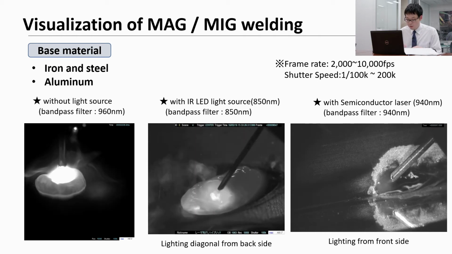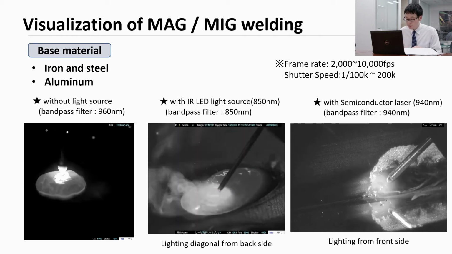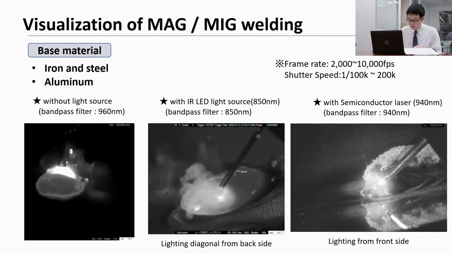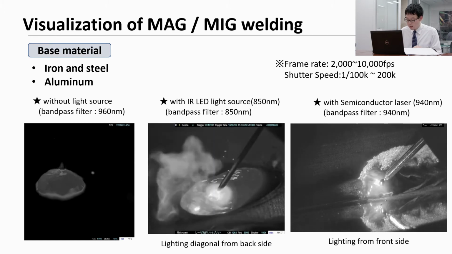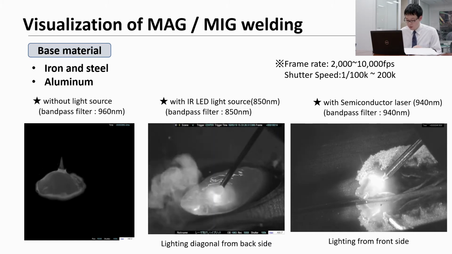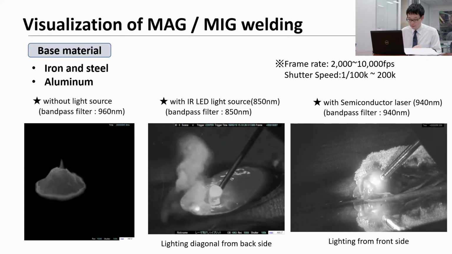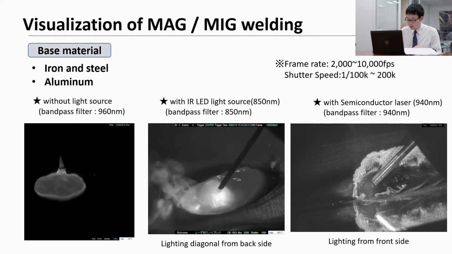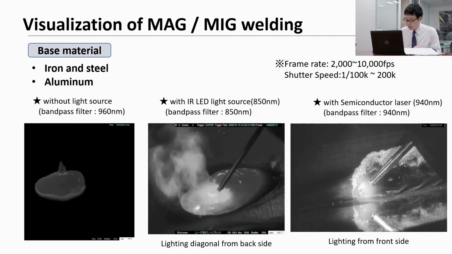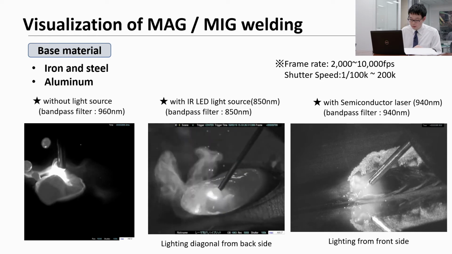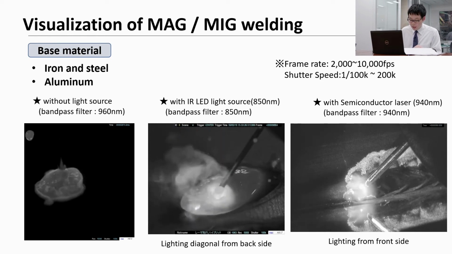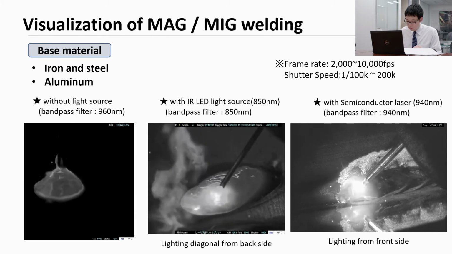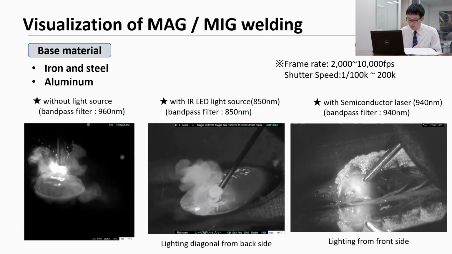From now, we will share with you the detailed information for shooting MAG welding and MIG welding. In MAG and MIG welding, iron and steel and aluminum are usually used as base material. Required frame rate is from 2000 to 10,000 frames per sec, and required exposure time is from 10 microsec to 5 microsec.